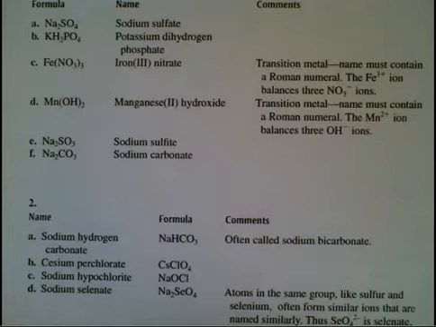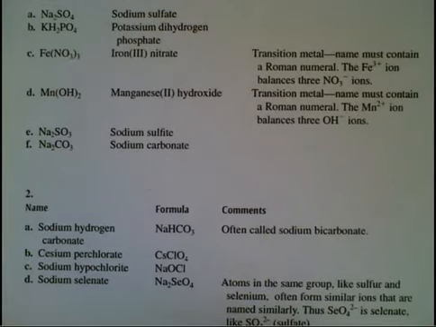C can be Fe(NO3)3. That means that there are three nitrates. Each nitrate has an ionic charge of -1. That means that the single iron atom there is going to have to contribute a +3 charge, so we're going to call that iron(III) nitrate.